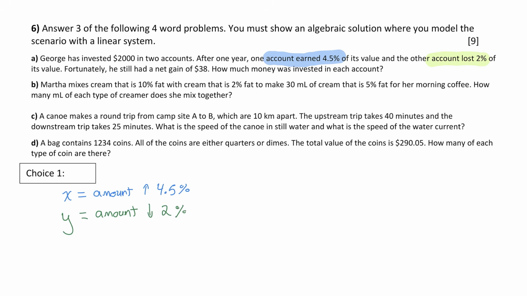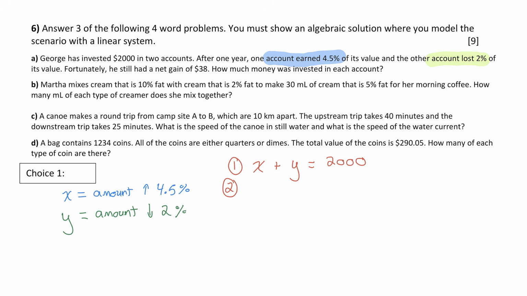Now that I've defined my variables, I need to make two equations where each of those two equations involve those two variables. My first equation, I know that he invested a total of $2,000. So if I add up the amount he invested in X plus the amount he invested in Y, I know that should equal 2,000. There's my first equation.